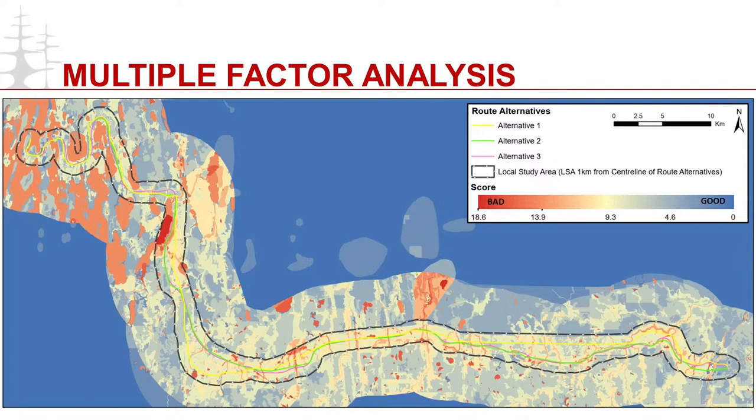Now, underneath those lines are different colored areas, and those different colored areas indicate scores from the reddish to the blue, from bad to good. So basically, the lower the score, the less impact in that particular area. So the alternative that scores the lowest for a factor or for all factors is one that has less impact. That's basically what it means.